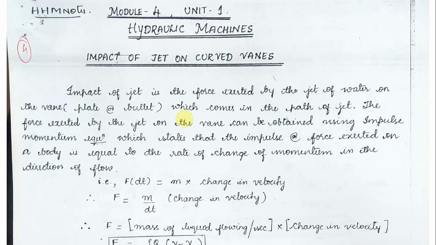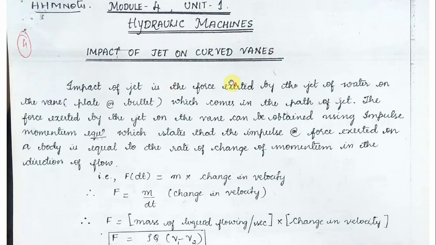So today I am going to explain to you Module 4 of Applied Hydraulics, that is hydraulic machines. And the first part is the impact of a jet on curved vanes. Here the curved vanes will be there.